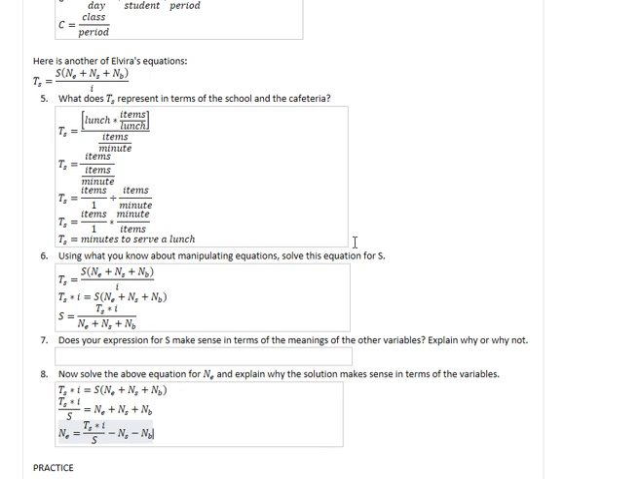Alright. So that is Elvira's equations from the Mathematics Vision Project Math 1 curriculum.